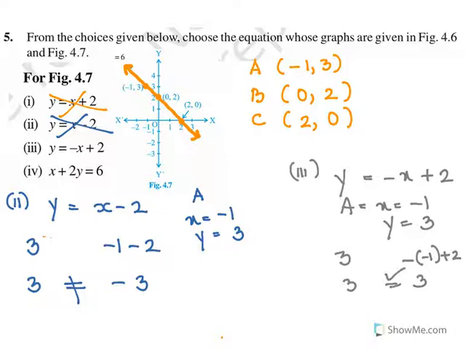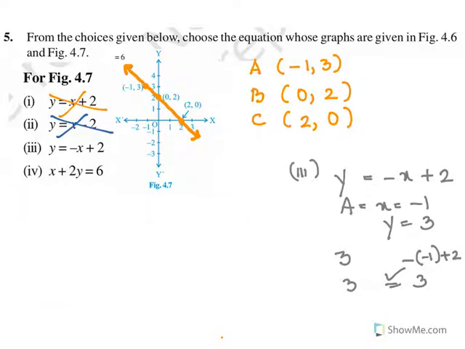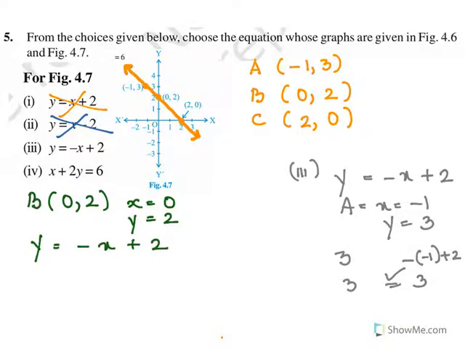So if it's equal for 1, let's check for the rest. Let us check for B and also for C. Now we check for B. For B the point is (0, 2). So x is 0, y is 2. We are going to check for y equal to minus x plus 2. So we know y is 2 and this is minus of x. X is 0, plus 2. So this is 2 here and this is 2 here. Yes, it is equal. And now we'll check for the last one.